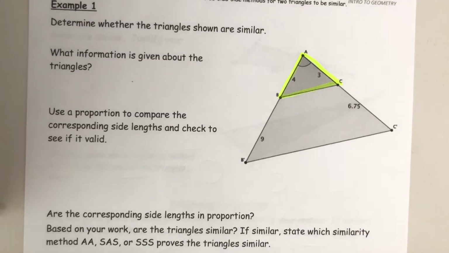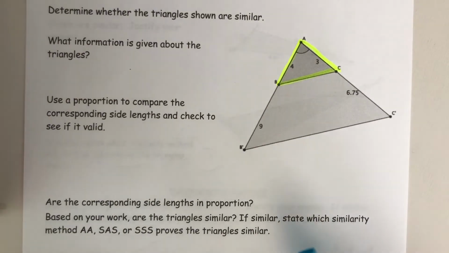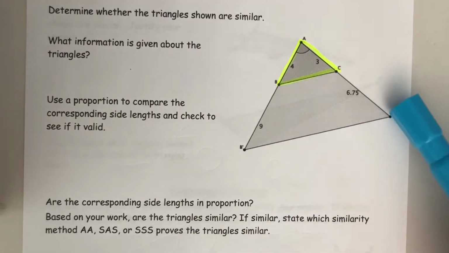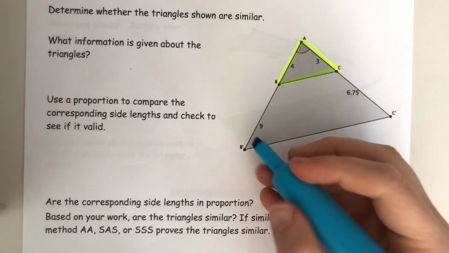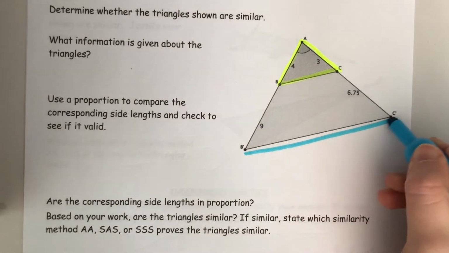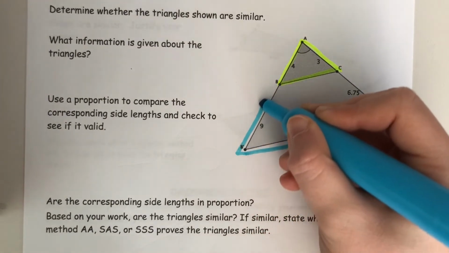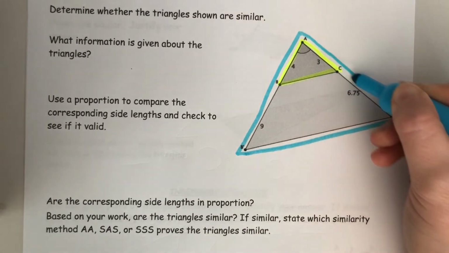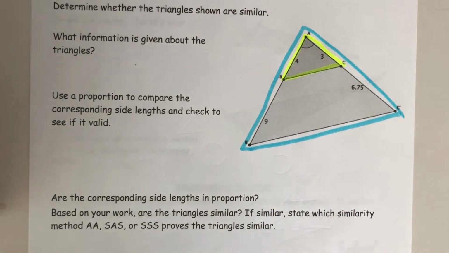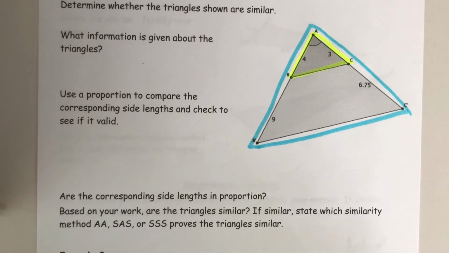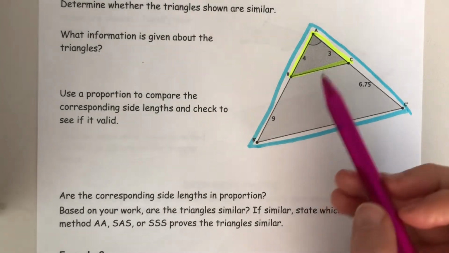But we also have to find our other triangle. There's two triangles here. So our next triangle is going to be this big triangle. So I'm going to highlight this big triangle in blue. All right, so now we want to know what information is given about the triangles.